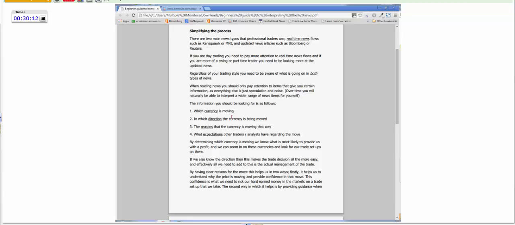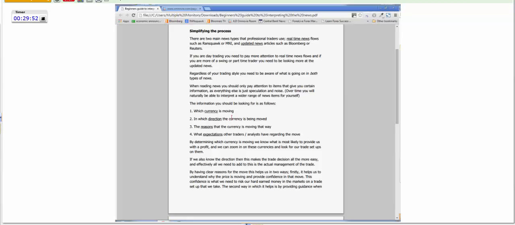So is the article talking about the euro? Is the article talking about the pound? Whatever it is, then you need to know in which direction that currency is being moved. So is it forcing it up? Is it forcing it down? Very simple. Once you have those two pieces of information, you then need to know the reasons that the currency is moving that way.